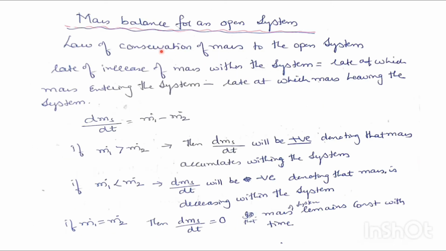Now, let us write the mass balance equation for an open system here. According to the law of conservation of mass for the open system, the rate of increase of mass within the system will be equal to the rate at which mass enters the system minus the rate at which mass leaves the system.